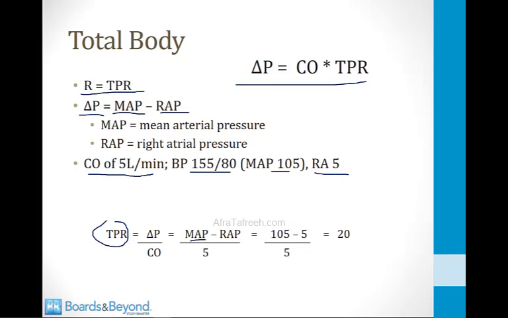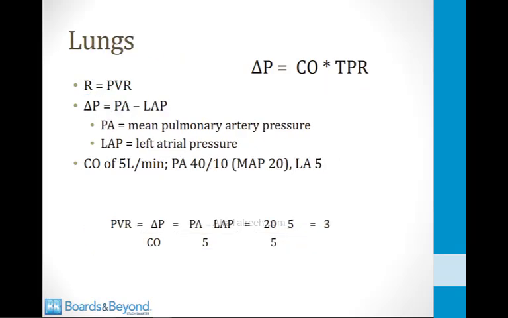That's equal to the mean arterial pressure minus right atrial pressure divided by 5, which is (105 minus 5)/5, or 20. And in board exams, they're always going to give you numbers that work out very easily, just like these. Notice that all the numbers you can basically calculate without a calculator and get an answer for the total peripheral resistance. We can do the same thing in the lungs.